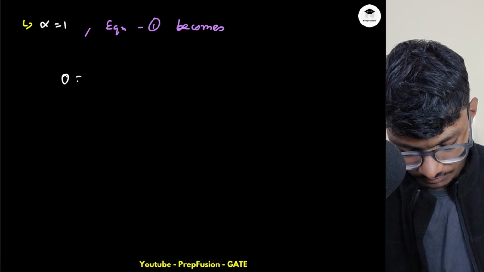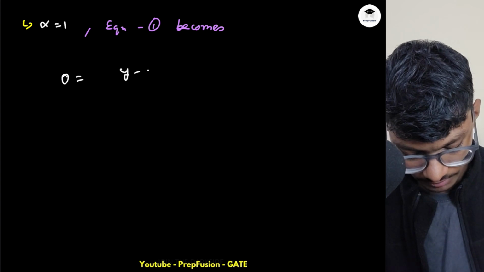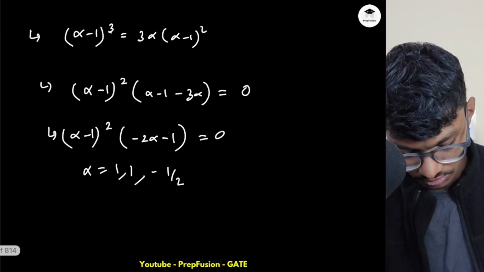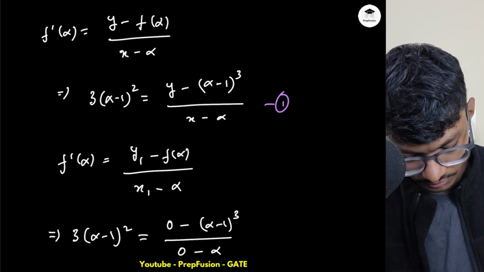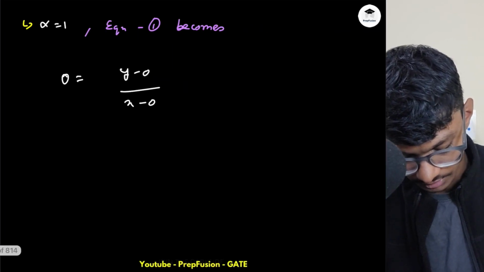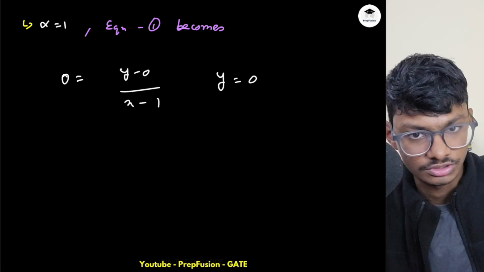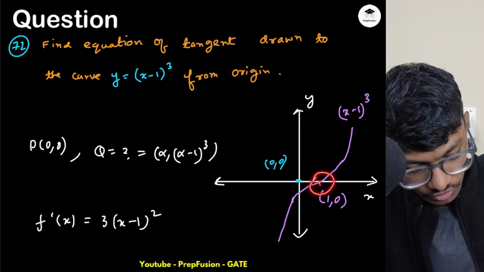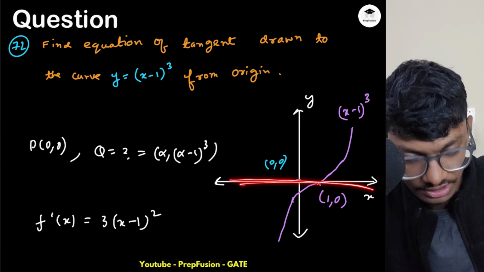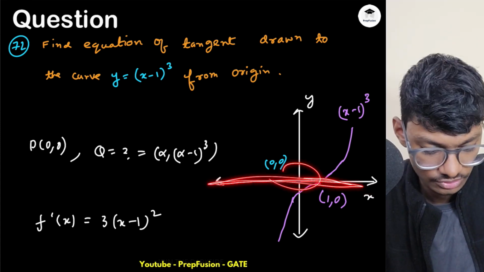This will be 0, and this will be y minus 0 by x minus 0. Alpha is 1 only, so this is x minus 1. So y equals 0 is what we are getting. Now is this possible? y equals 0 means this is the x-axis, and yes, this tangent does pass through the origin.